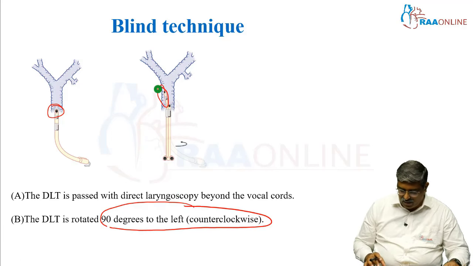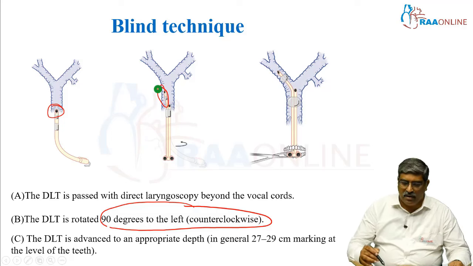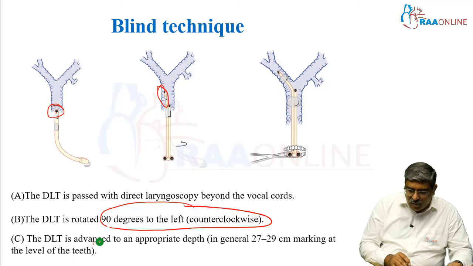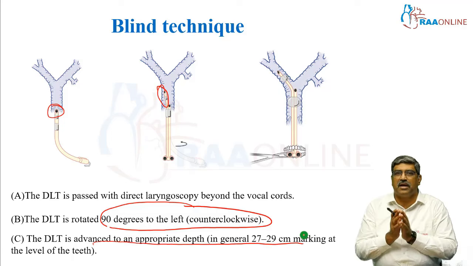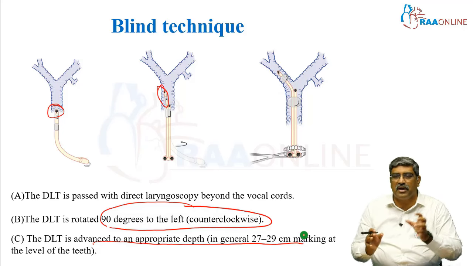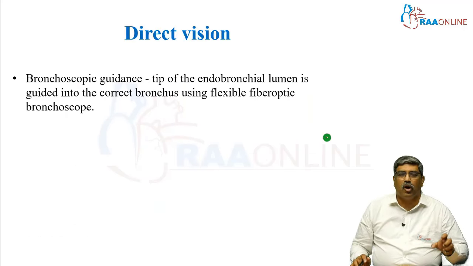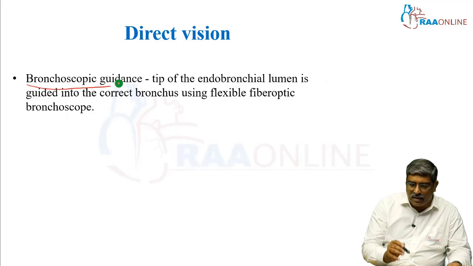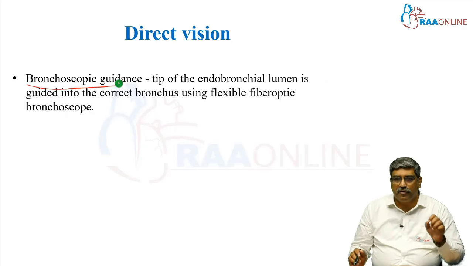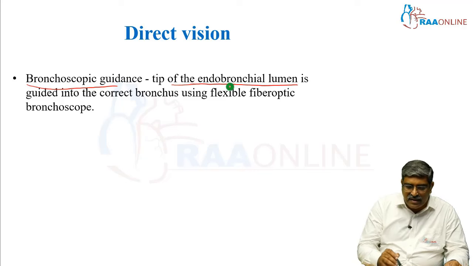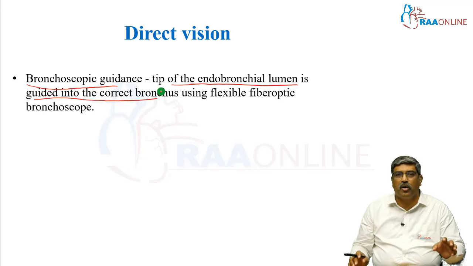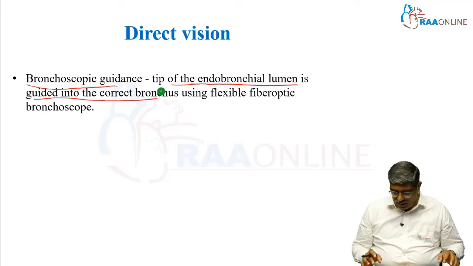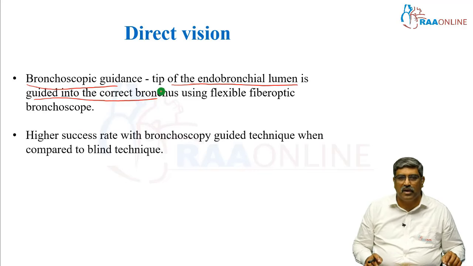Here you can see the rotation, then it is advanced to an appropriate length, which is at 27 to 28 centimeter at the level of teeth. Now coming to direct vision, bronchoscopy guidance. The tip of the endobronchial lumen is guided into the correct bronchus using the flexible fiber optic bronchoscope.